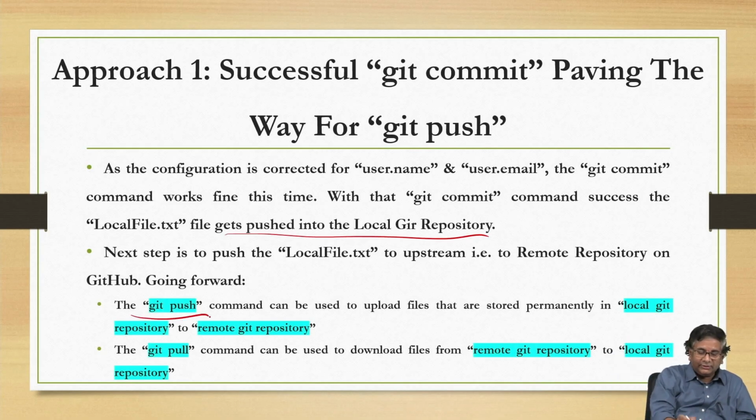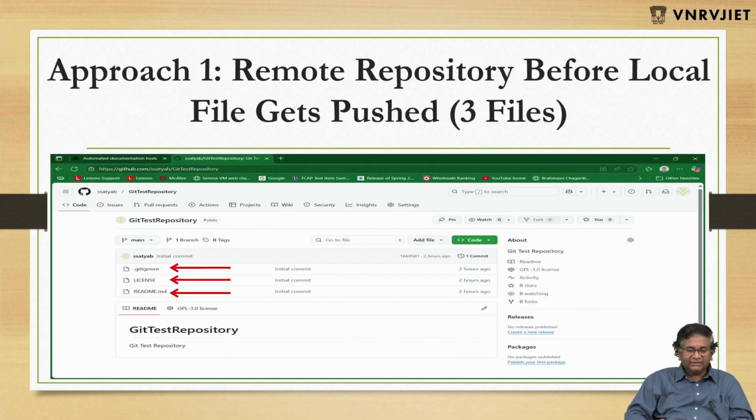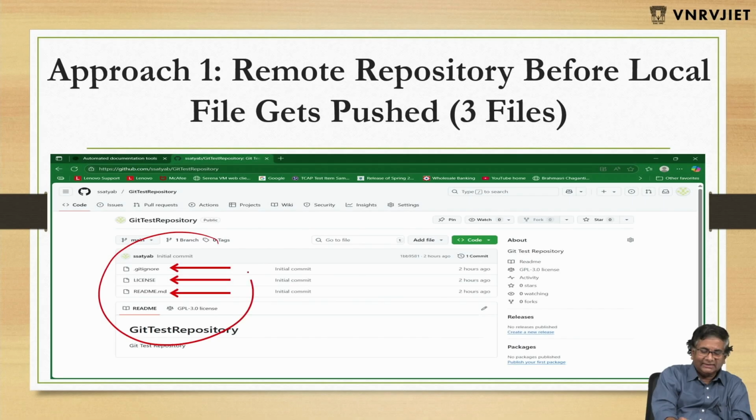The git push command can be used to upload files that are stored permanently in the local git repository to the remote git repository. The git pull command can be used to download files from the remote repository into the local git repository. We already saw that. Before calling git push, I just checked what is there. As we discussed, 3 files are there: one is the git ignore file, another is the license file, another is the readme.md file.